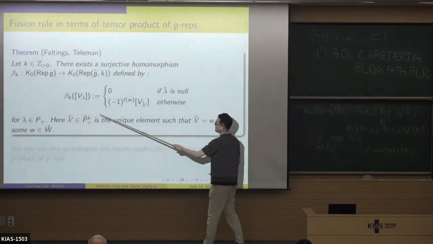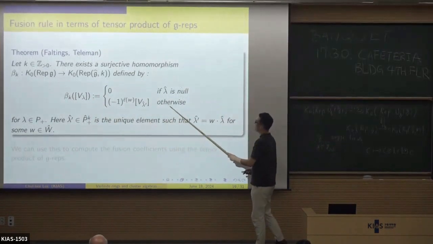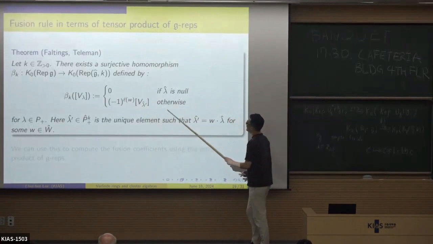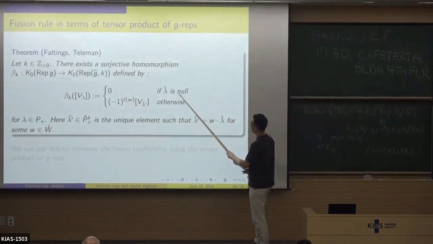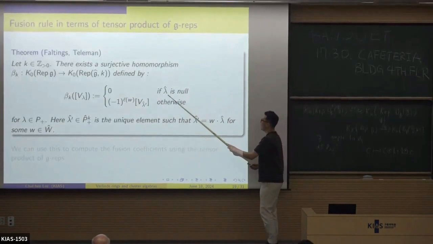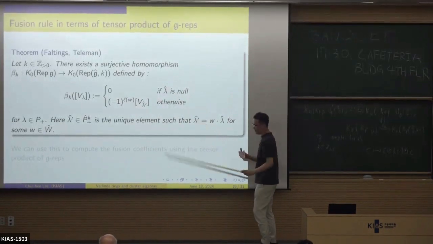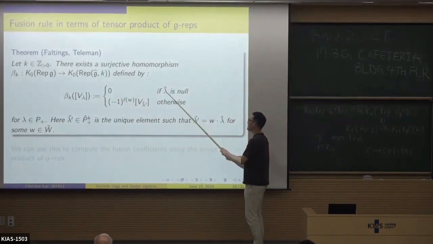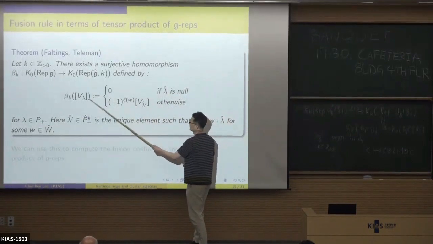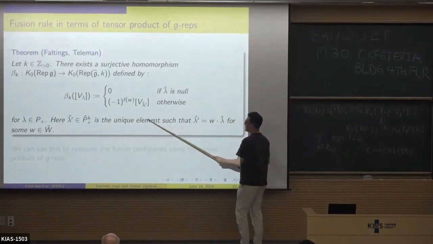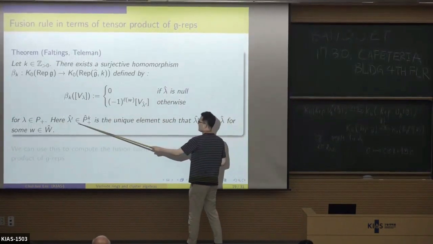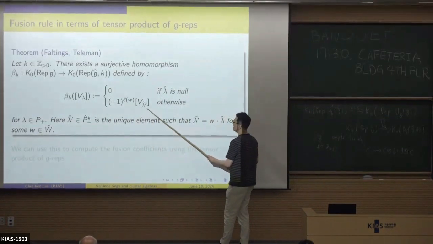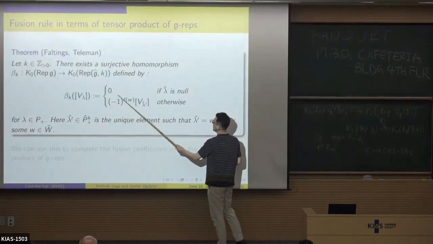And this map beta is defined as follows. Sometimes it's null, it's 0, and I define what null means. Null means this affine weight, when it has a non-trivial stabilizer in the affine Weyl group, can be regarded as null, and then its image can be regarded as 0. Otherwise, there's a unique element lambda hat prime. It's one of the basis elements, and one problem is you need to put signs.